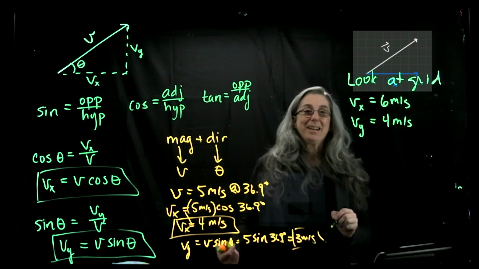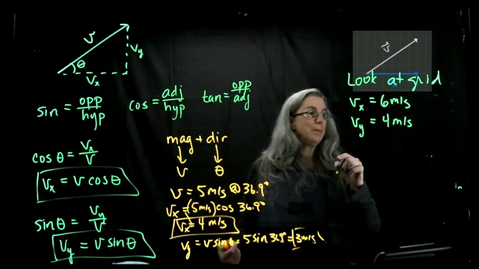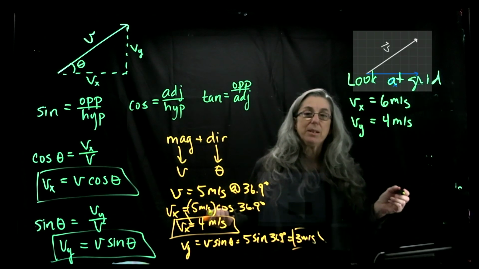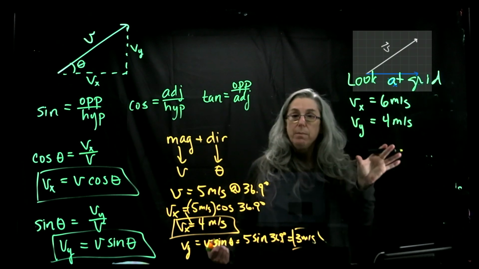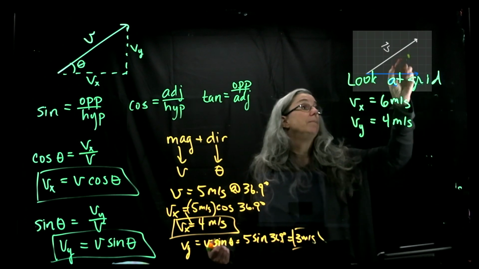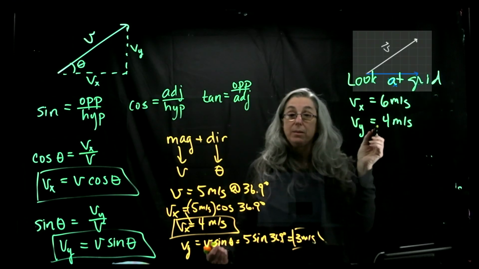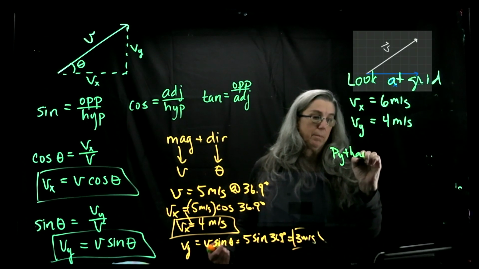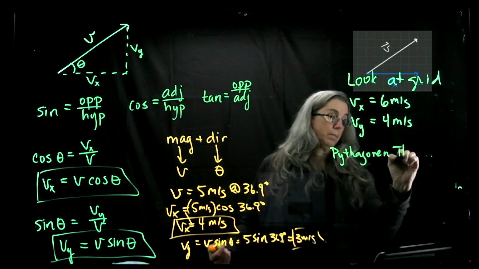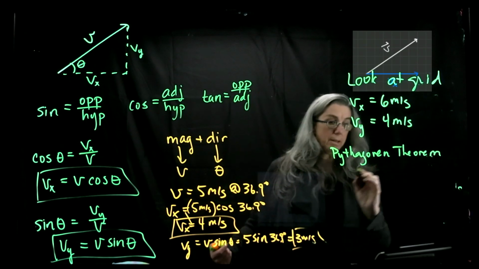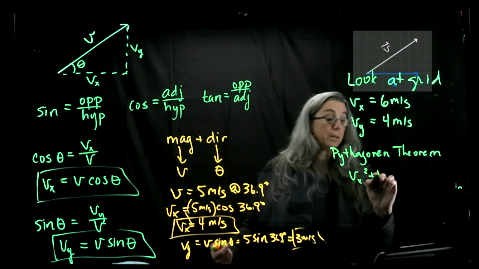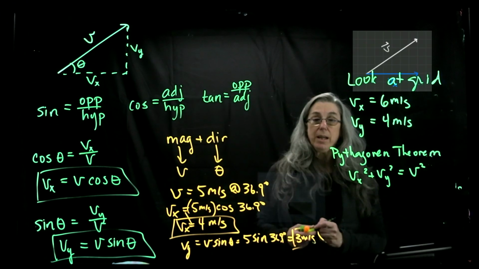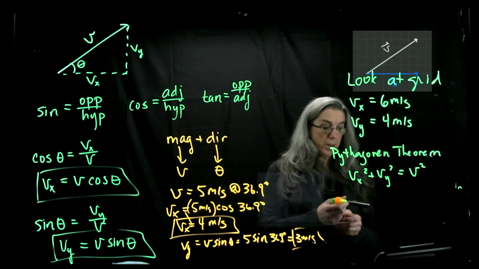I bet you remember the Pythagorean theorem, and that's all you need to find the magnitude. The Pythagorean theorem says that a squared plus b squared is c squared, where a and b are the x and y sides and c squared is always the hypotenuse. So it says that vx squared plus vy squared equals v squared. If we have vx and vy and we want to find v, all we do is square them and add them.